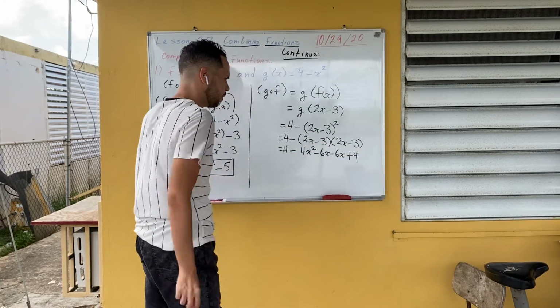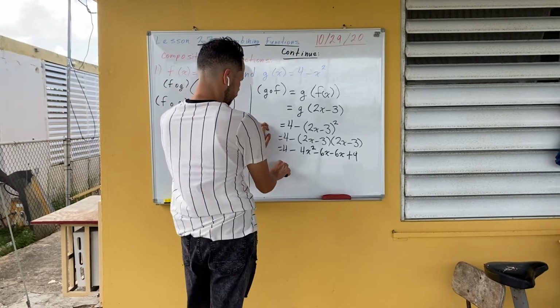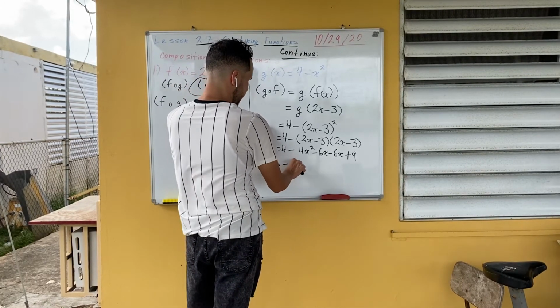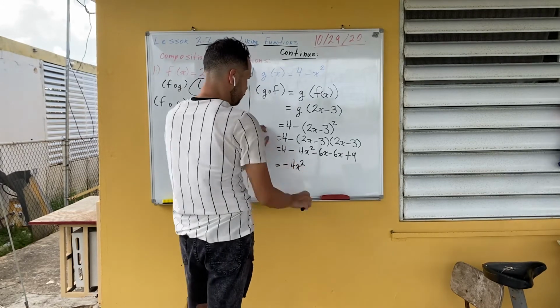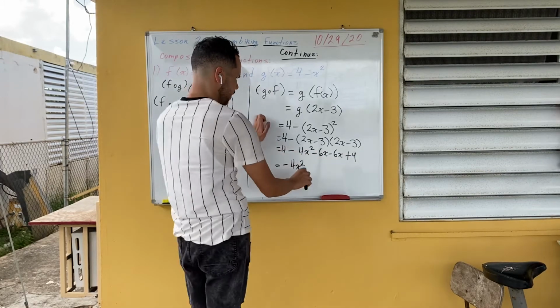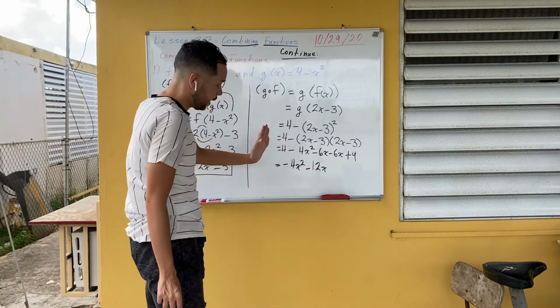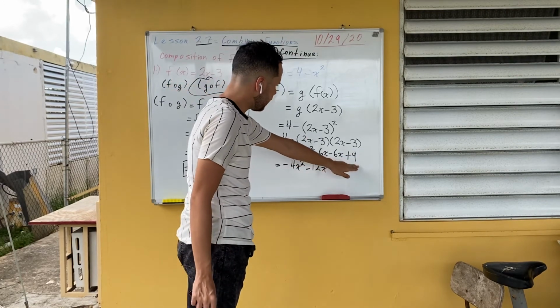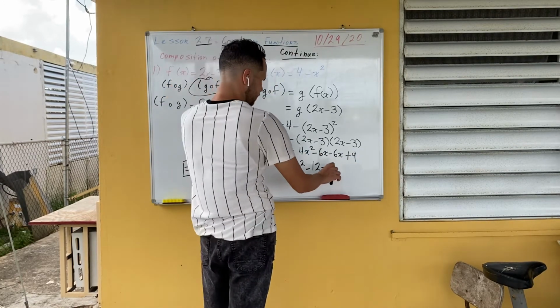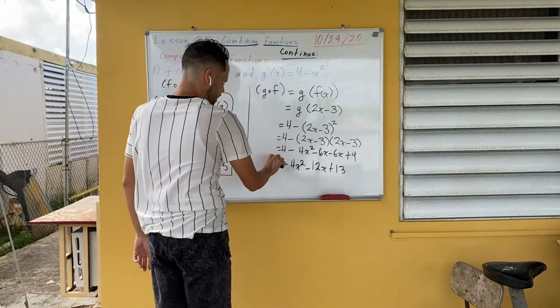So I'm going to check what like terms I have. I'm going to start with the first one here, that is negative 4x squared. Then I'm going to add my negative 6x and negative 6x, and that's going to be negative 12x. And I can also add 9 plus 4, and that is 13. So there you have both.